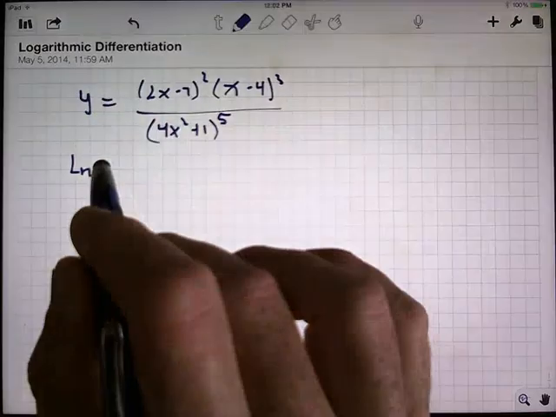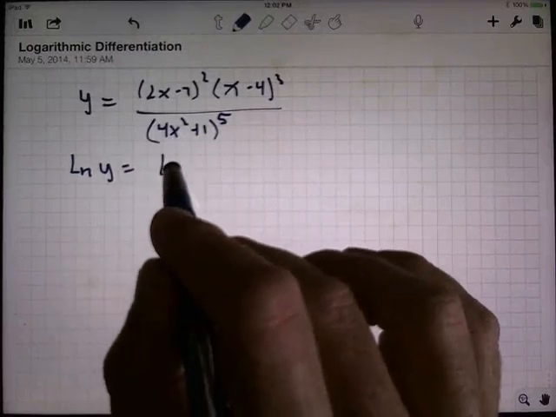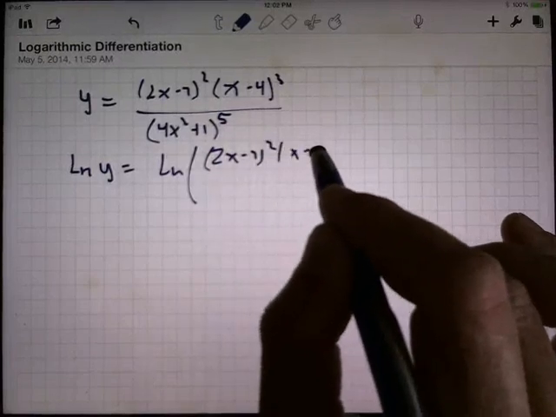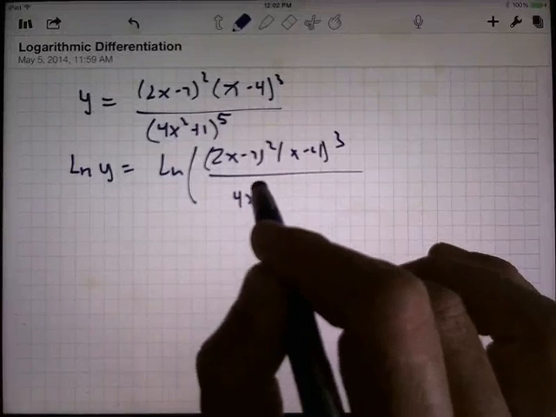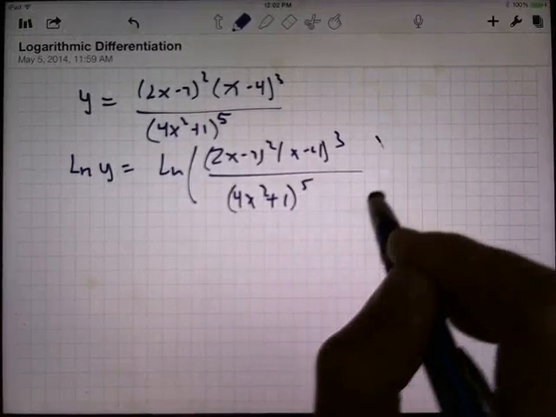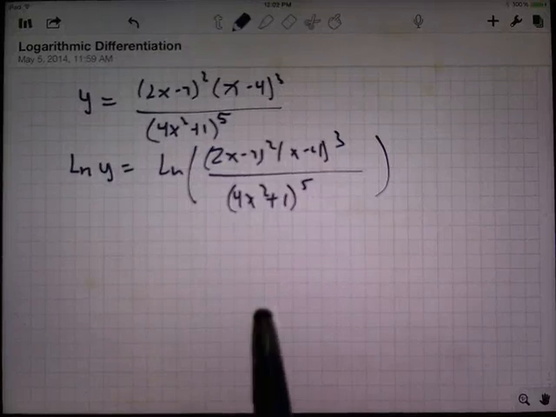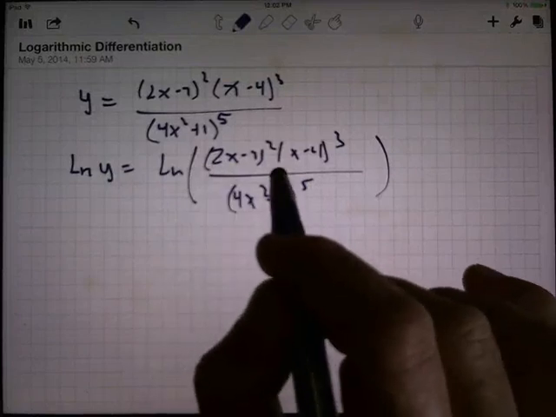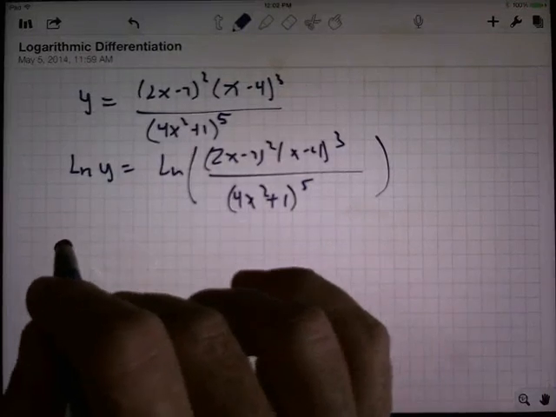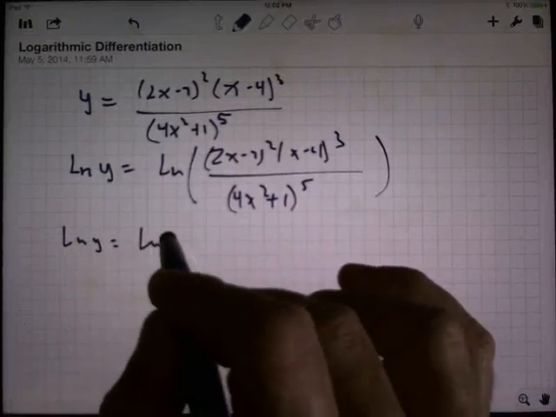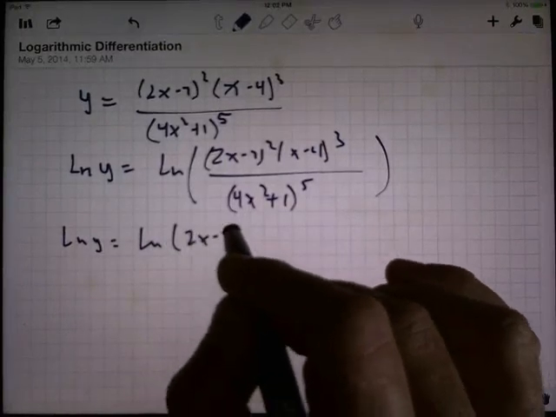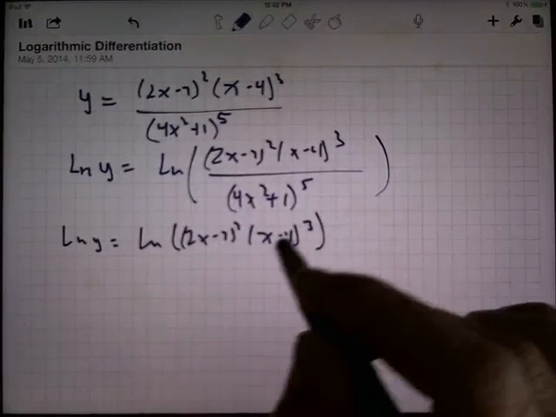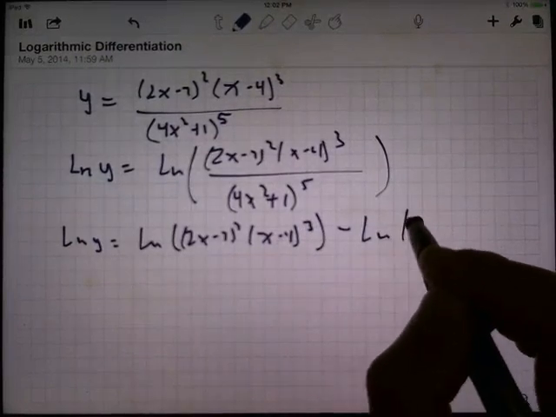So I've got the natural log of y equals the natural log of all this stuff, 2x minus 7 squared, x minus 4 cubed divided by 4x squared plus 1 to the 5th. Okay. Now, I'm going to use the properties of logs to break this thing up, because this is the log of a quotient. Well, the log of a quotient is the difference of the logs. So what I have here is natural log of y is equal to the natural log of 2x minus 7 squared times x minus 4 cubed, so there's the numerator, and then minus the log of the denominator.